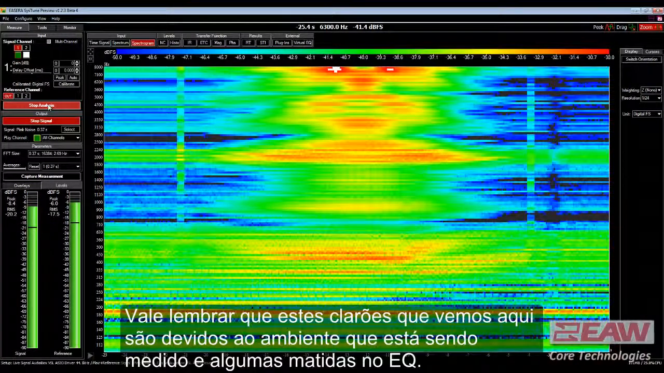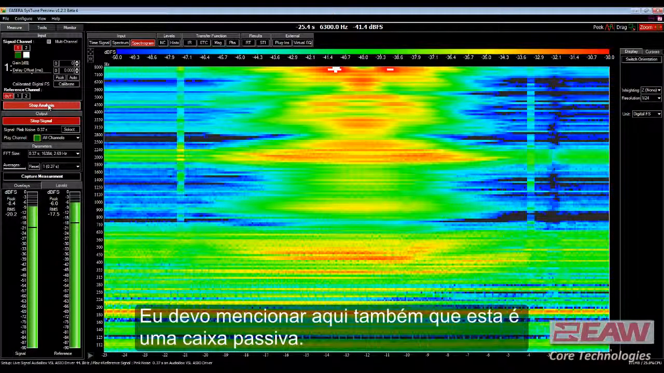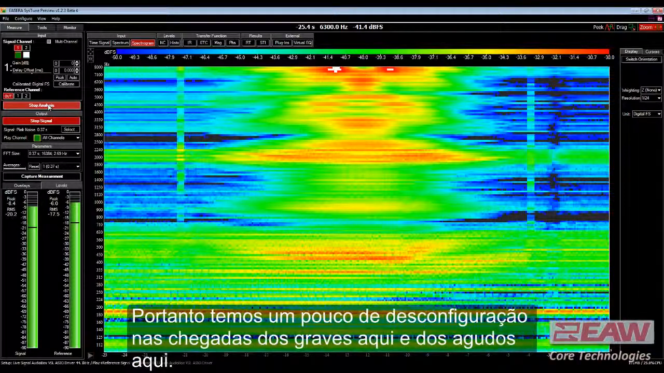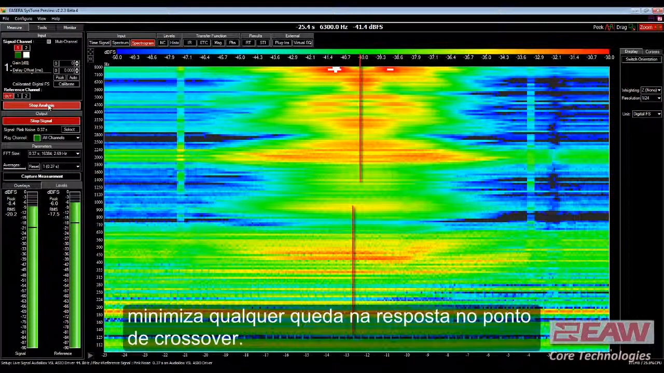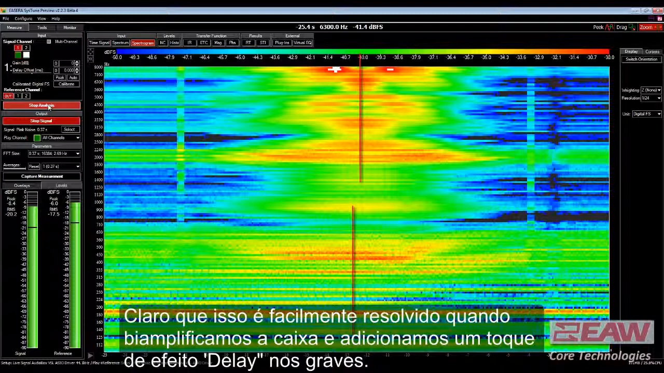Let me remind you that these flares we see here are just due to the measurement environment and some bumps in EQ. I should also point out that this is a passive loudspeaker, so we do have a little offset in the arrivals of the lows here and the highs here, but they are much closer together because we are using a coax driver, which minimizes any dip in the response at the crossover point.